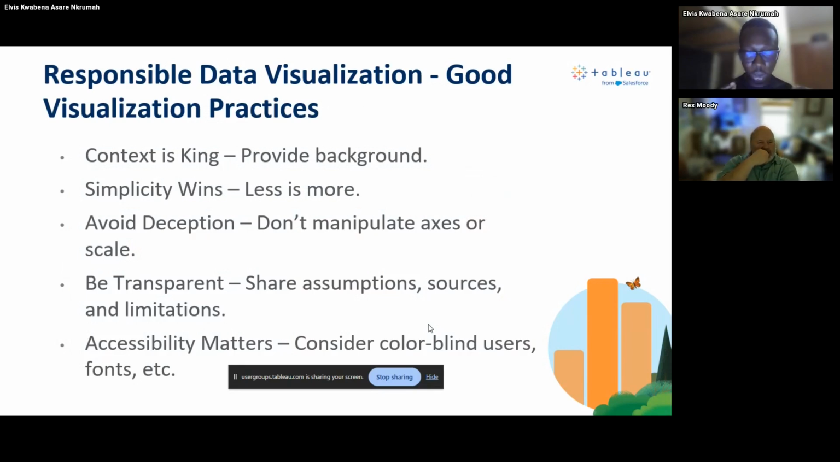Now, what is the concept of responsible data visualization? When we say responsible data visualization, we are ensuring that the visualization practices we use are good. That is, our content is key, it's the king of what we do. So we provide a background of where your data was collected, what the source is, how you got your data, and even which statistical techniques you applied to clean the data.